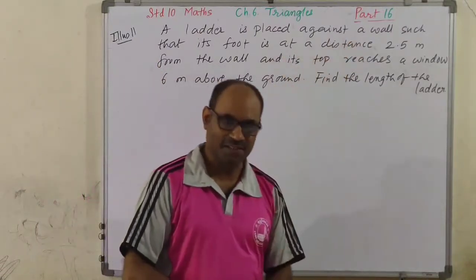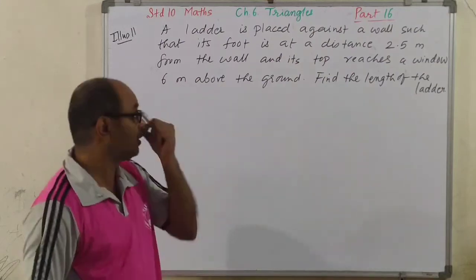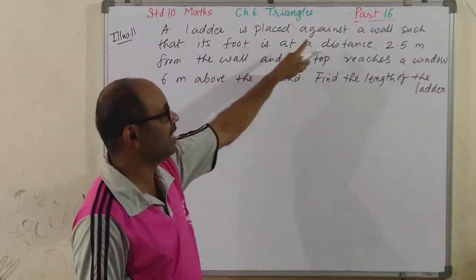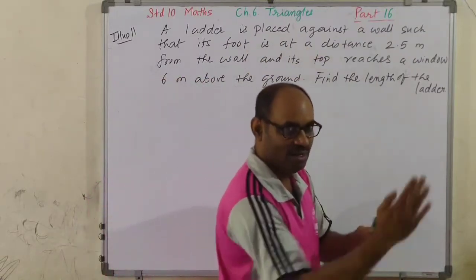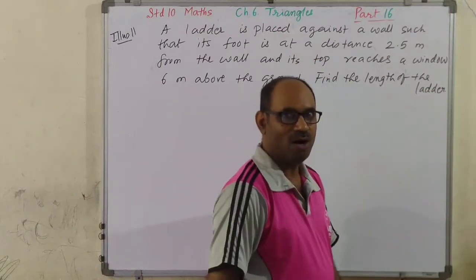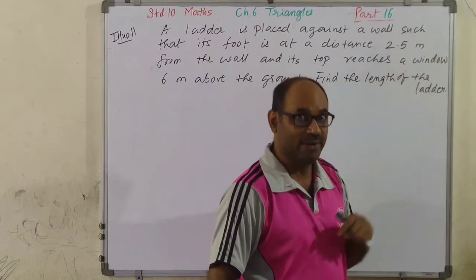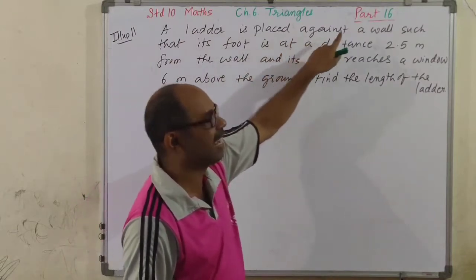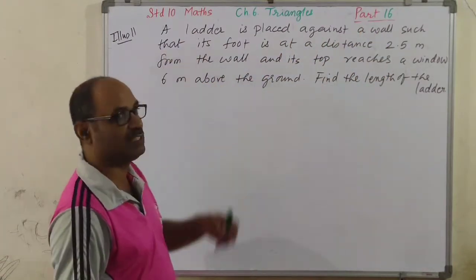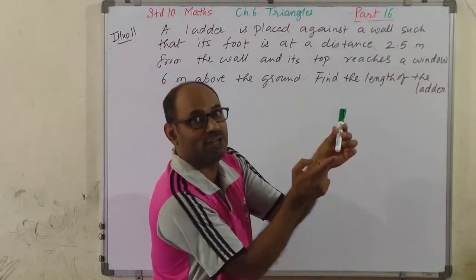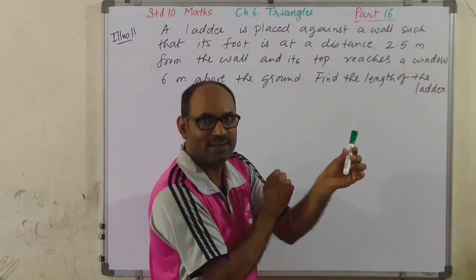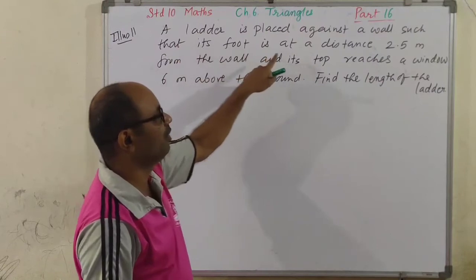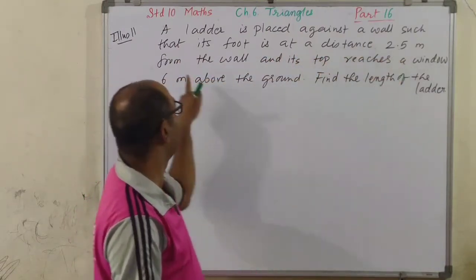So children, let's see the last sum in the form of illustration 11 in the 16th session. All right, let's read the statement. A ladder CD is placed against a wall. Here is a wall and the ladder is placed against the wall, and remember on certain walls there are windows as well. A ladder is placed against a wall such that its foot, if you say this is the ladder, this is the foot of the ladder and this is the top of the ladder.